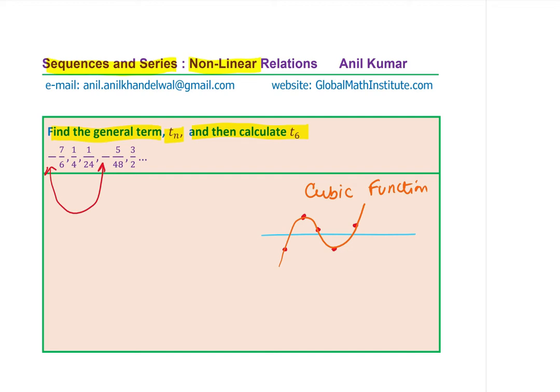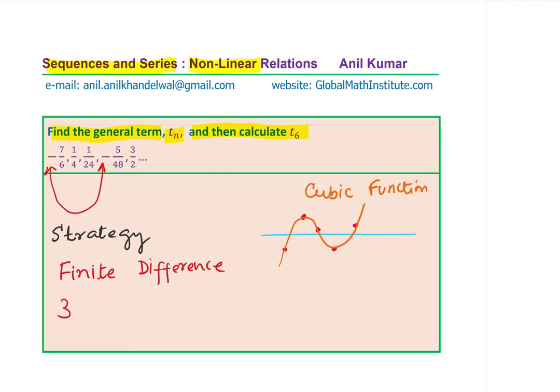So when we are looking at a cubic function and expecting that kind of result, what could be our approach? This is what we call strategy. One of the strategies could be to go for finite difference. Finite difference is the difference between the consecutive values. If the first finite difference is constant, it is linear. Second finite difference constant will give us quadratic.